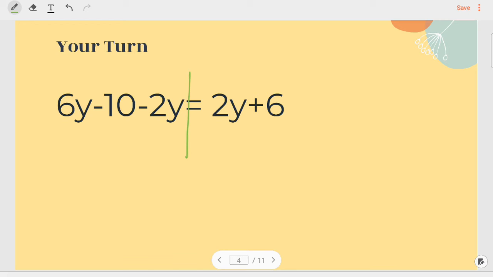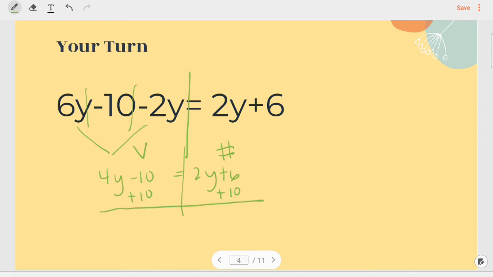All right, let's check it. On the left-hand side, I first see that I need to combine my terms. I need to combine 6y and negative 2, which gives me 4y. This is my variable side, and this is my number side. I'm going to get rid of anything that's not a variable on the right. So I add 10. That means I have 4y is equal to 2y plus 16.